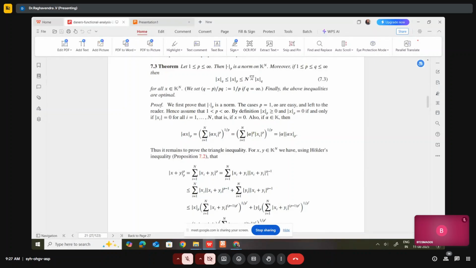Holder's inequality says the summation of ai bi is less than or equal to the Lp norm of a times the Lp prime norm of b. That is what we are doing here. So you take this one here.